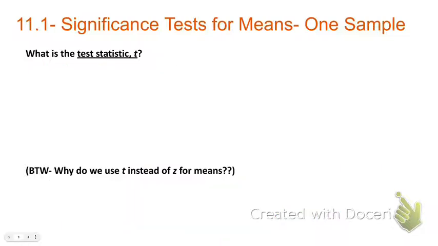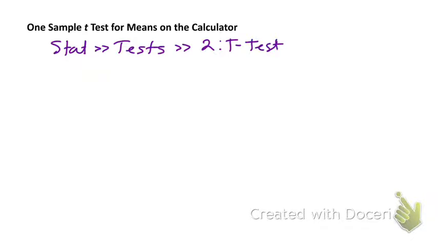All right, cool. So, calculator. You guys got your calculators out? All right, everybody go to stat test. This is where our new test is going to be. We are doing a one sample t-test for means. It's very short in the calculator what the name of it is. It's number 2, which is just called a t-test.